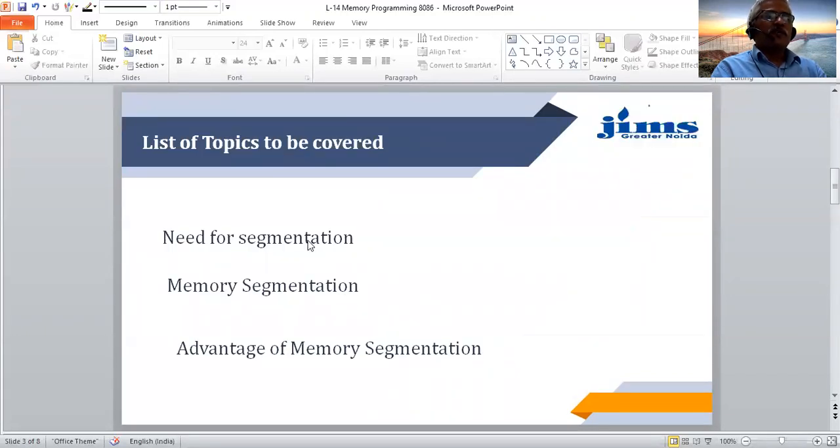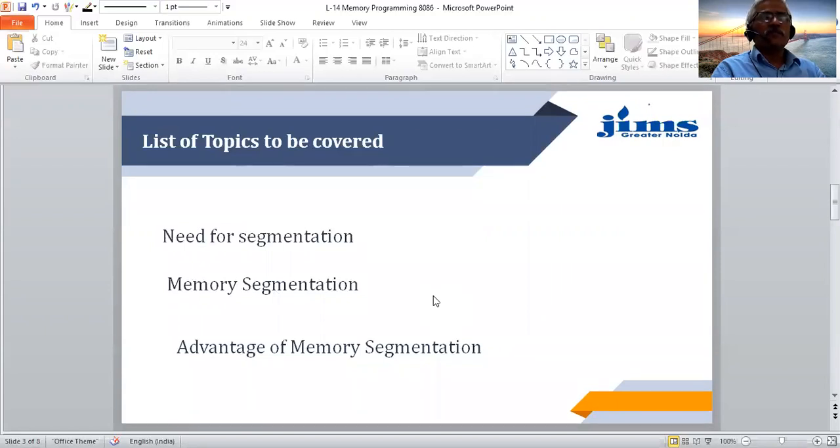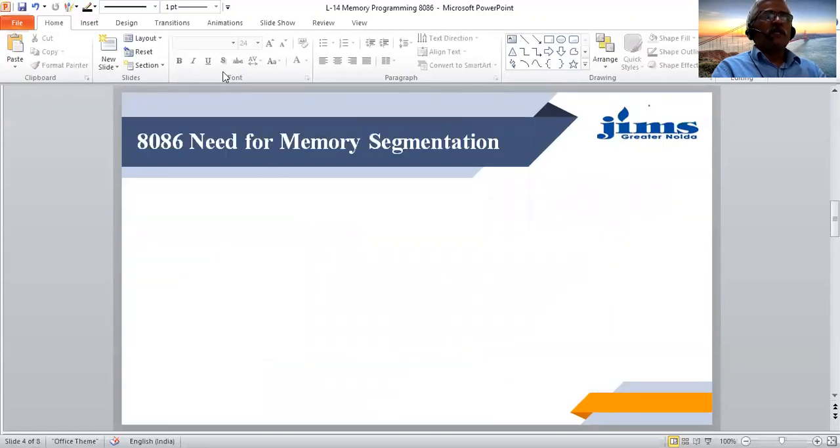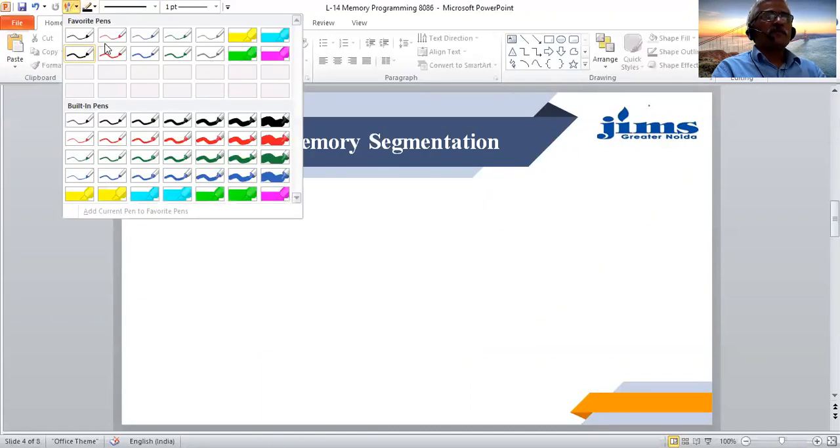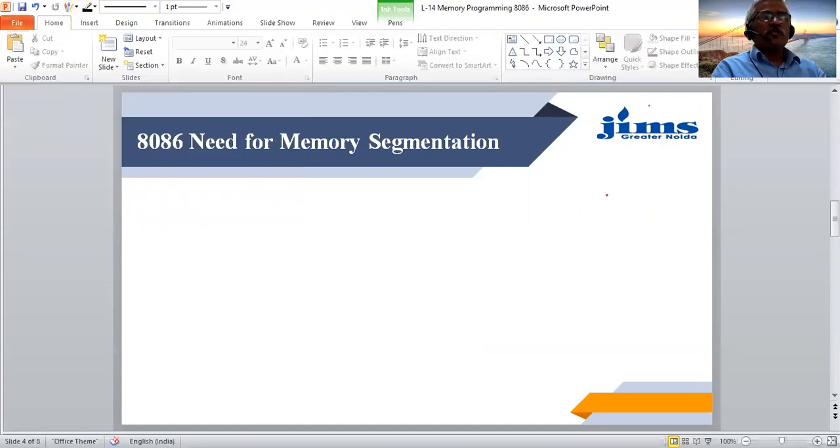The topics that we will be discussing here are: what is the need for memory segmentation, what exactly the segments are, and what is the advantage of segmentation. To begin with, let's see what exactly memory segmentation is. When you talk about segmentation, why is the memory segmented?